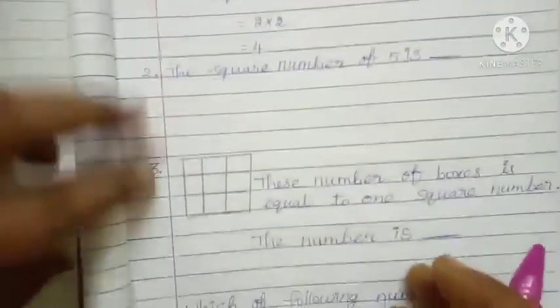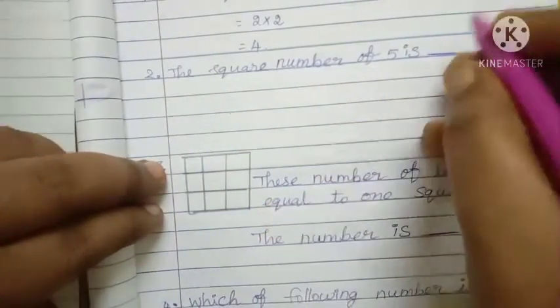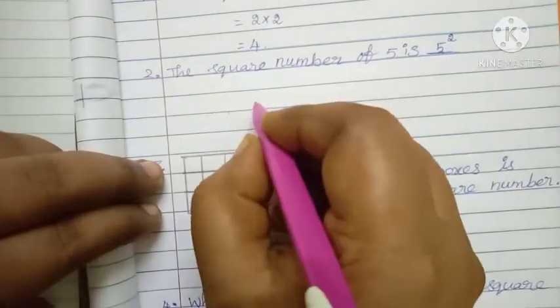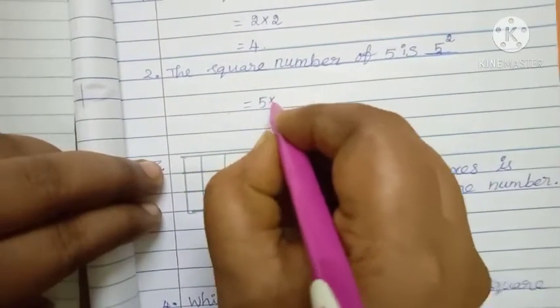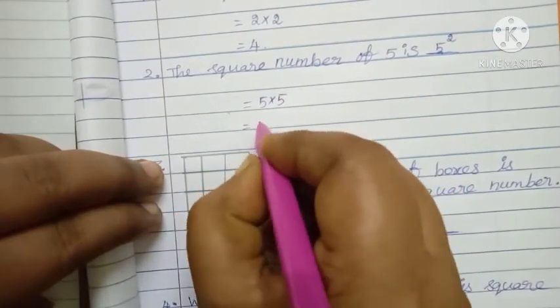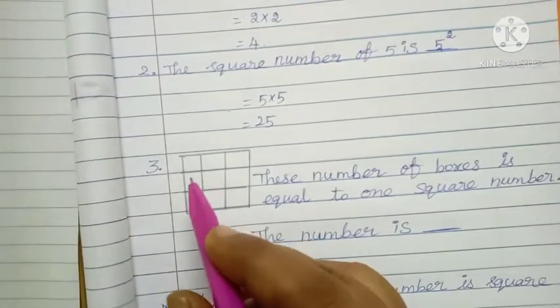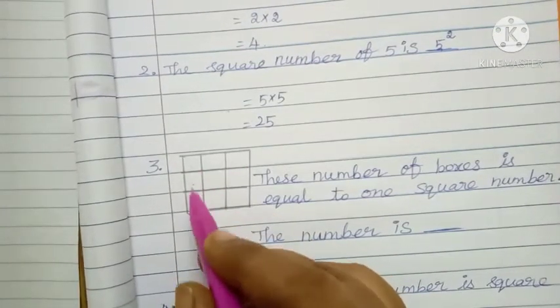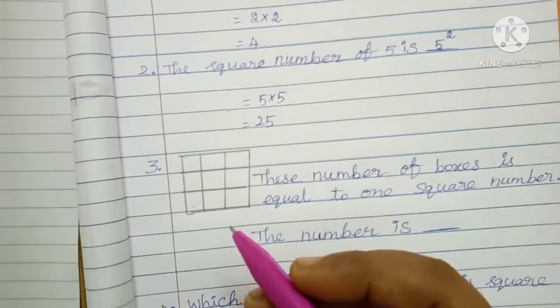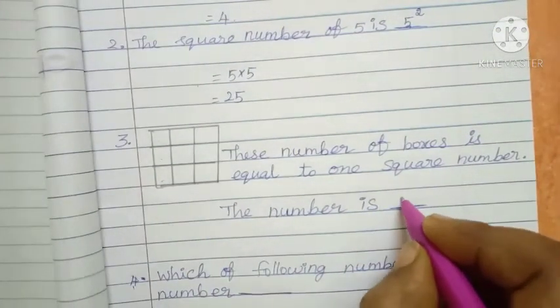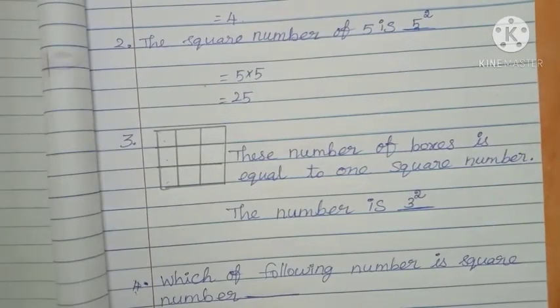The same method: the square number of 5 is 5 power 2. So write 5 multiplied by 5. 5 fives are 25. Then here are given the boxes, 1, 2, 3, 1, 2, 3. So 3 rows, 3 columns. So this box is equal to 3 square. This number is called the square number, 3 power 2.